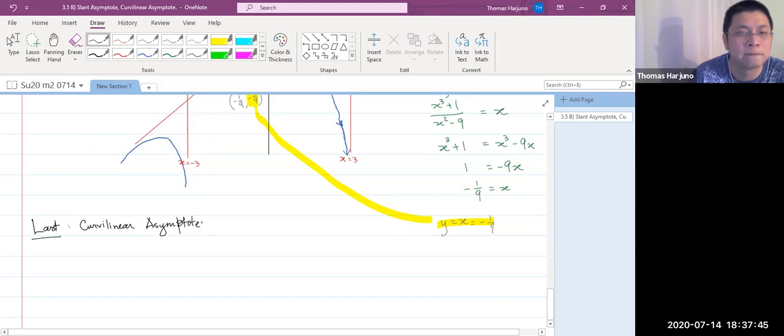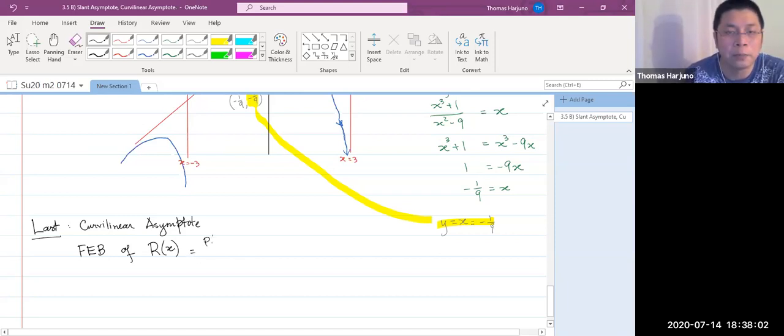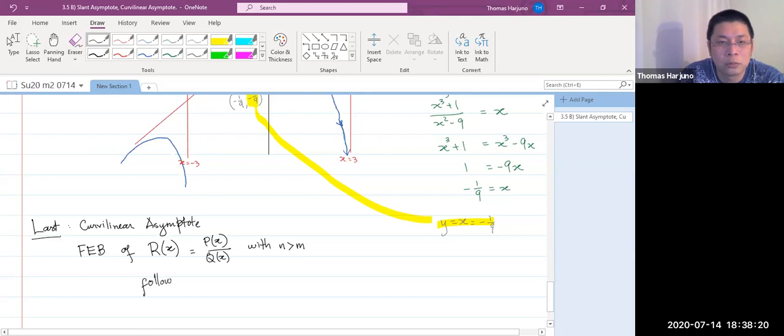Asymptote. Basically, the far end behavior of rational functions where we have p(x) on the top and q(x) at the bottom, with the degree on the top more than the degree at the bottom, follows the leading term of p(x) over the leading term of q(x), which will be the leading term of the numerator over the leading term of the denominator.